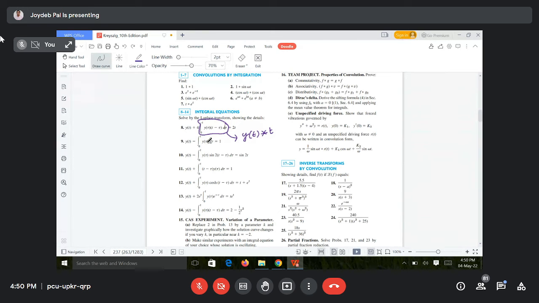For problem number 9, that may confuse you. Here that integral is not exactly of the form 0 to t f tau g of t minus tau, right? So is it a convolution? No, sir. Think.